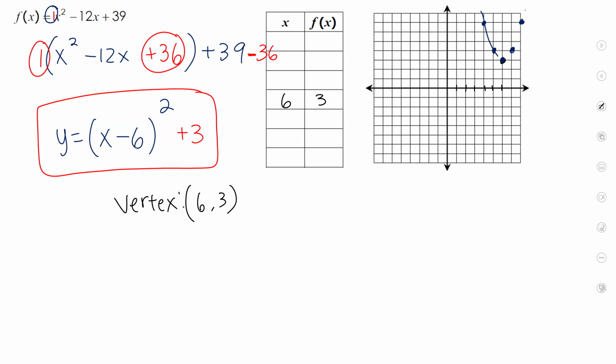So that is your parabola. This is a difference of 1. This is a difference of 3. If you continued, the next one would be a difference of 5. So you can plot these points. This is 6, 3. This is 7, 4. This one is 8, 7. This one is 4, 7. And this one is 5, 4. So I'll just put those in my table. And that's it.